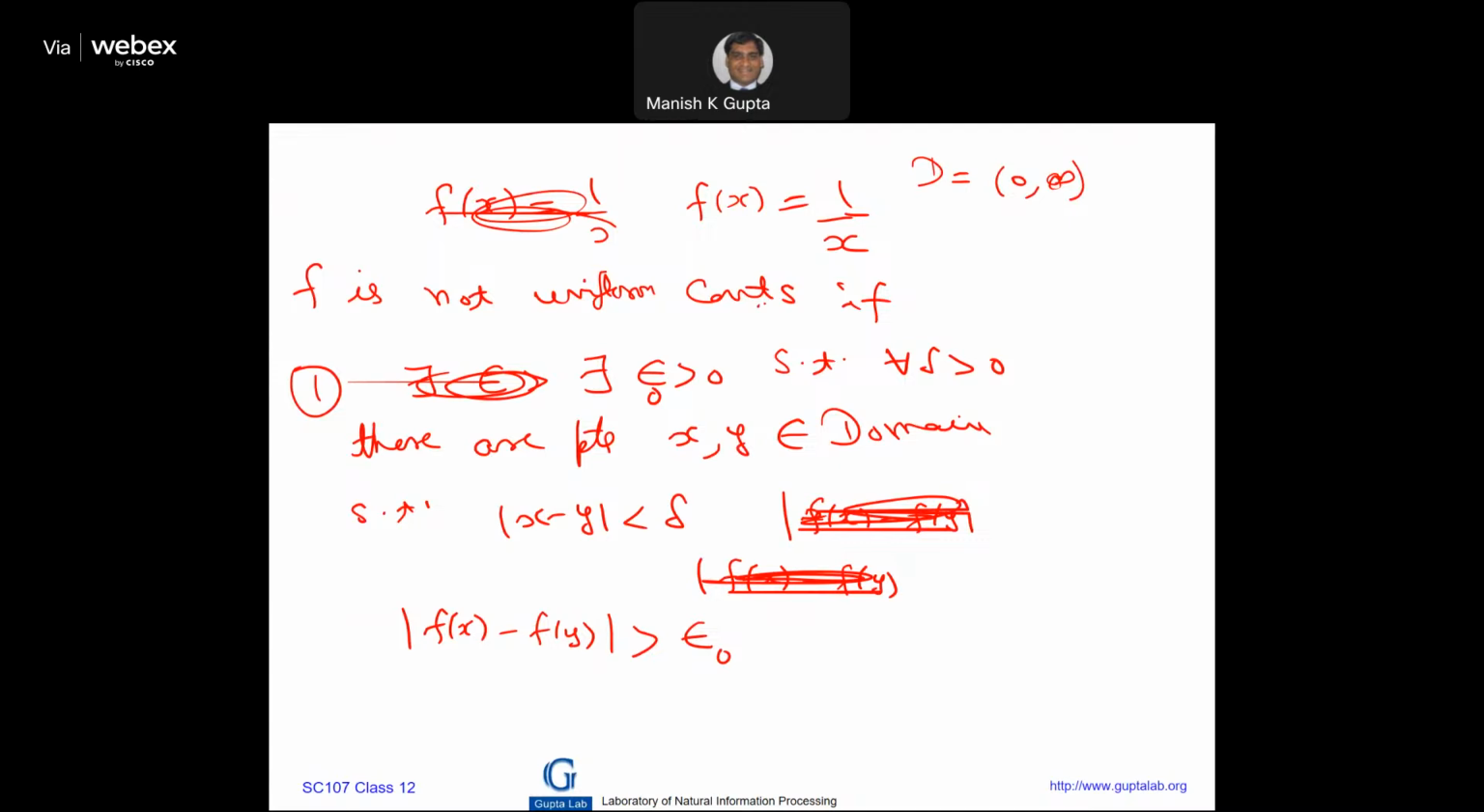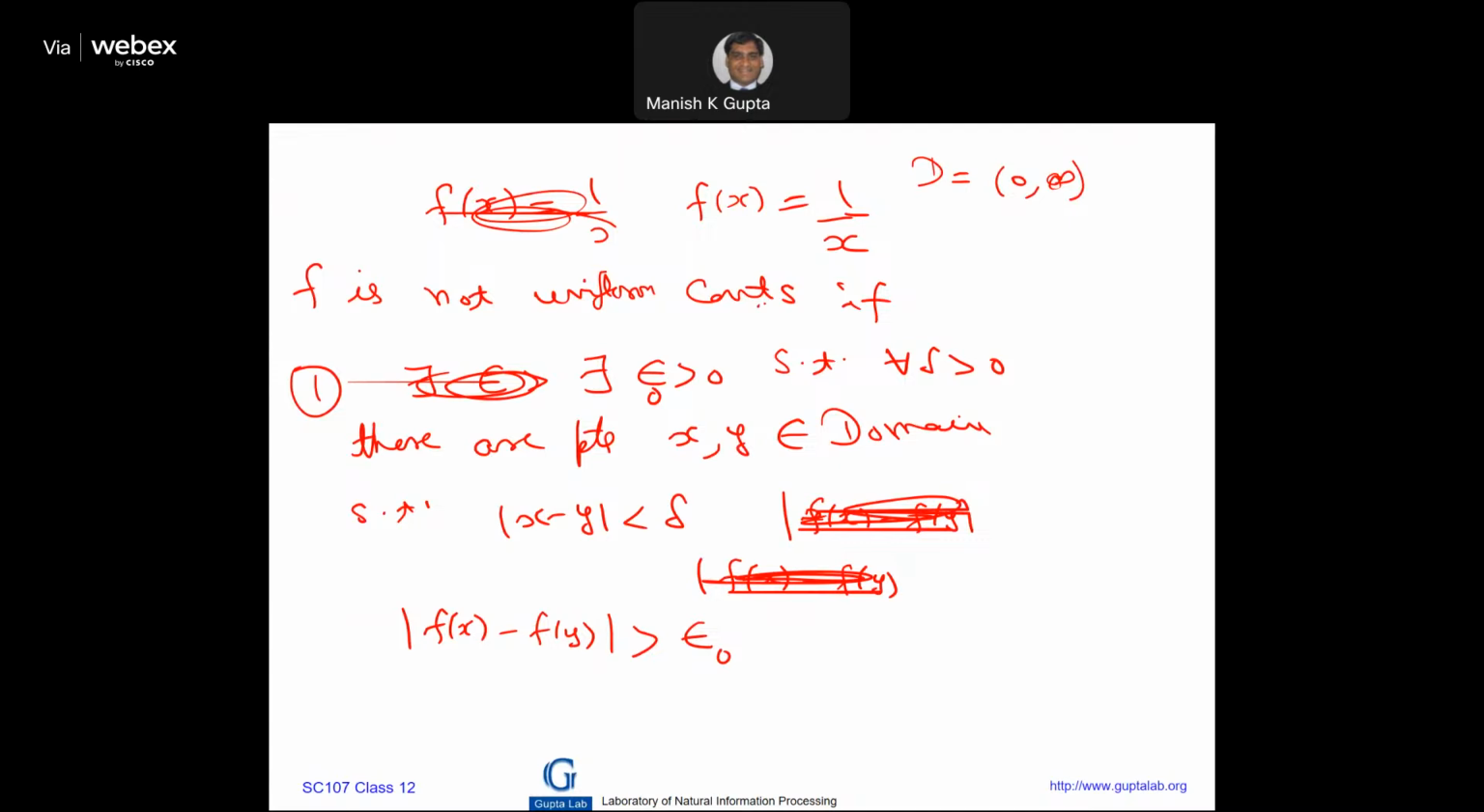Any question at this point? Clear? You have to show that something is not uniformly continuous. This is the characterization that you can use. Take two arbitrary points in the domain which are close, so mod of x minus y is less than delta. And look at the corresponding images.